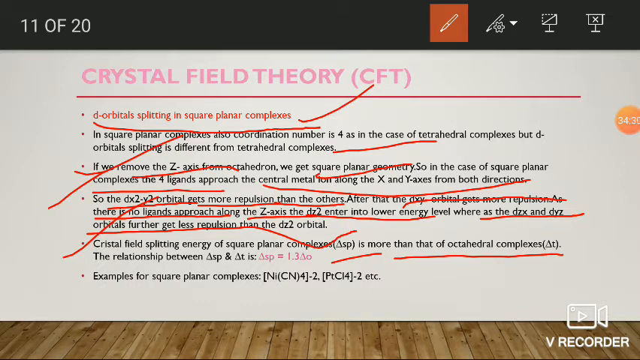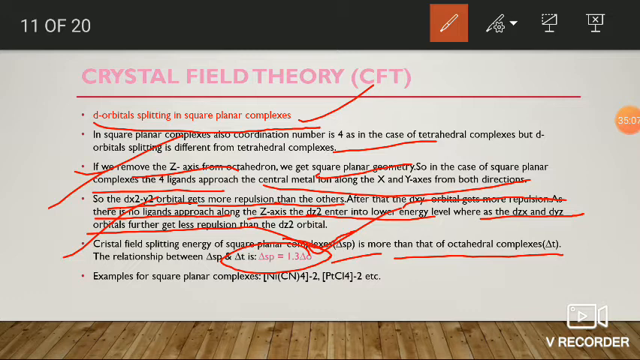It is due to the direct involvement or strong approach of the 4 ligands toward the central metal ion, so more repulsion and also more splitting between the different orbitals. So delta sp is more than delta o. According to the experimental relation between delta sp and delta o, delta sp is generally 1.3 times delta o. Delta sp is always greater than delta o.